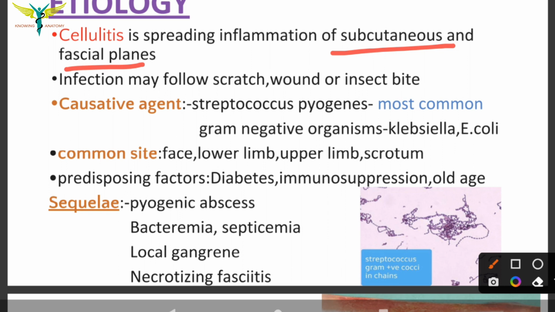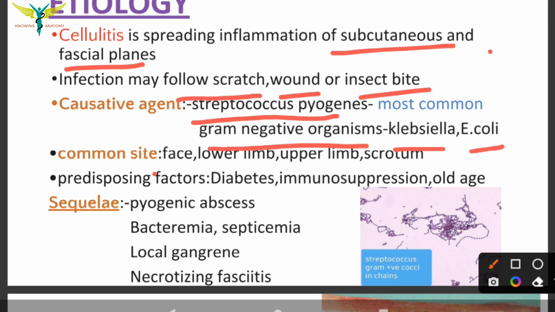Cellulitis is an infection, that means -itis. Itis means inflammation, and cellulitis means inflammation of the subcutaneous and the fascial planes. This infection may follow a scratch, wound or an insect bite. The main causative agent of cellulitis is Streptococcus pyogenes. This is the most common, and other organisms are the gram-negative organisms like Klebsiella and E. coli. The common sites of cellulitis are the face, lower limb, upper limb and scrotum.